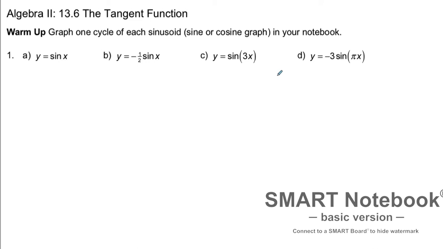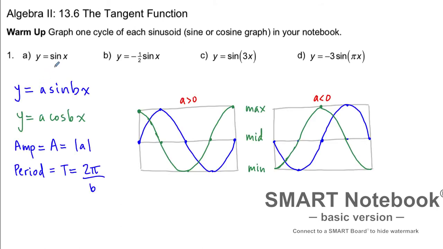Hi there. In this video we're going to take a look at the tangent function. And as a bit of a warm-up, we're going to look at graphing one cycle of a sinusoid. Now a sinusoid is a sine graph or a cosine graph. So we've got these four different sine functions and four different cosine functions. We're first going to revise just what the format and the parameters a and b mean to each graph.